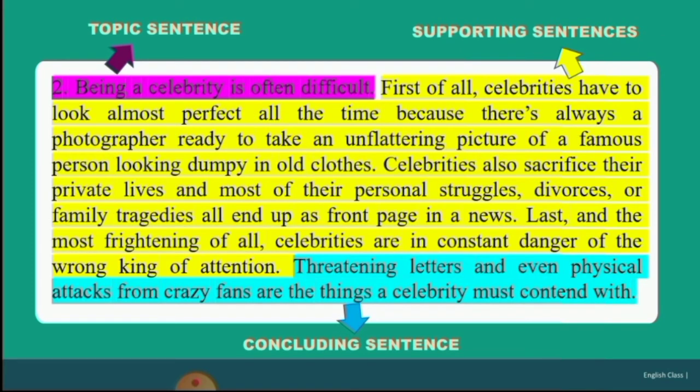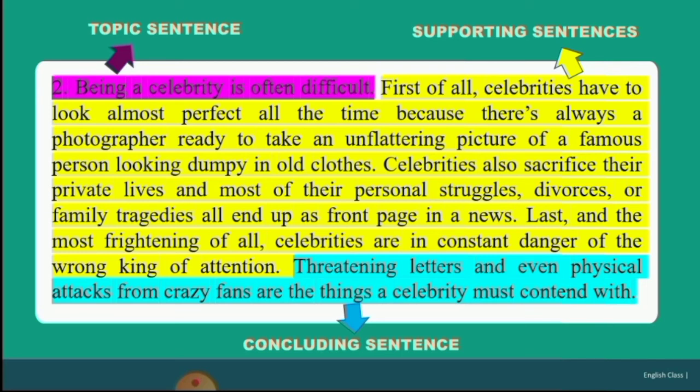Then we have number 2. Our topic sentence is, being a celebrity is often difficult. And then we have the supporting sentences or the supporting details, which are the following. First of all, celebrities have to look almost perfect all the time because there's always a photographer ready to take an unflattering picture of a famous person looking dumpy in old clothes. Second, celebrities also sacrifice their private lives, and most of their personal struggles, divorces, or family tragedies all end up on the front page of the news.